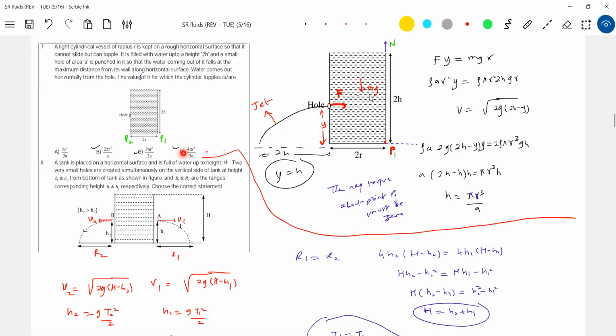How are we getting multiple values here? No, it is telling the values of h for which the cylinder topples. If h is greater than this, what will happen? It will topple. Okay, sir, understood. The question was worded like that. We think only one value: anything greater than pi r cube by A, the cylinder will topple. Okay, I'll write the comment: the cylinder topples.